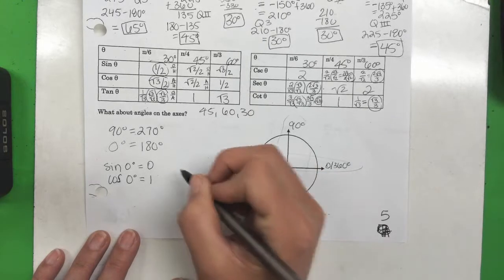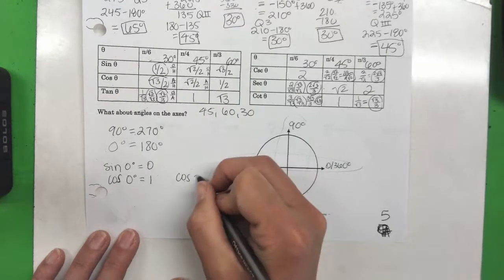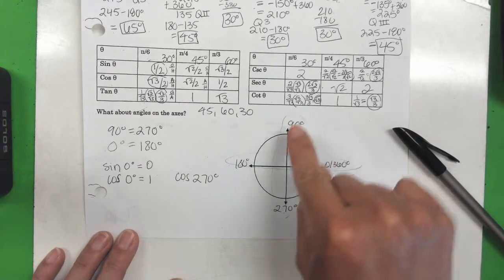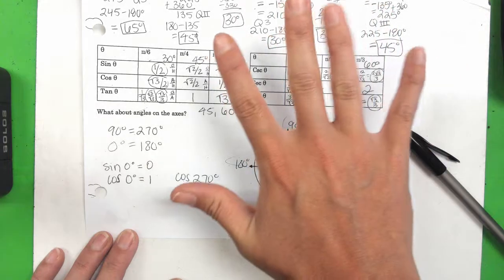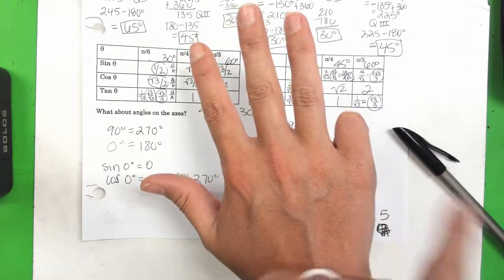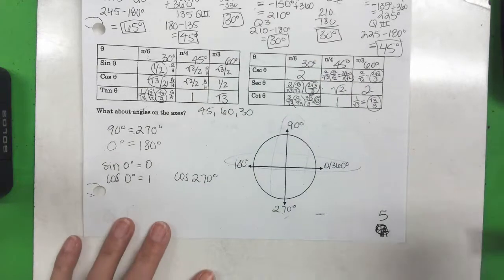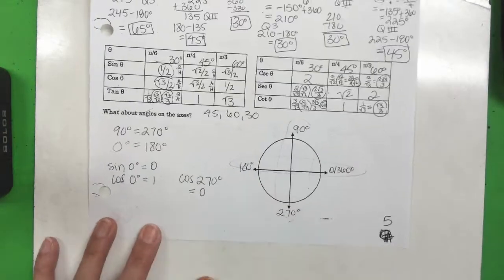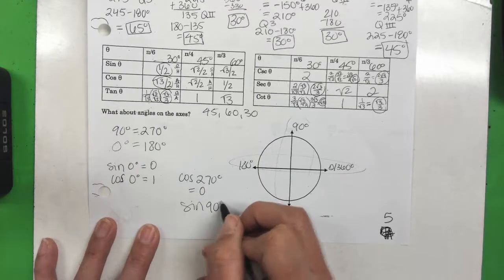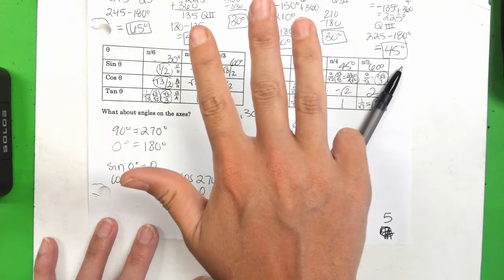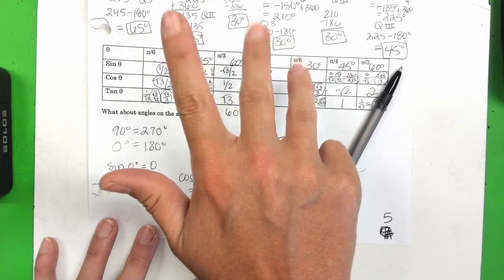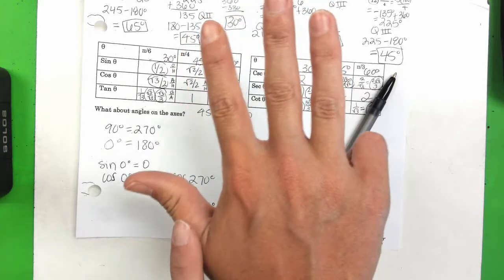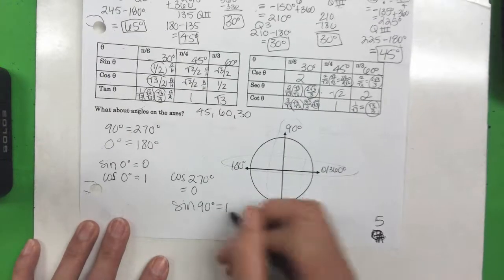Let's try cosine of 270. Again, we don't have 270, but we know it's the same thing as 90. Which one's 90? Pinky. Alright, so cosine's on this side. What is there? Nothing. So it'll be 0. Alright, sine of 90. Again, it's this one, right? How many are on my thumb side? 4. So square root of 4 over 2. Very good.